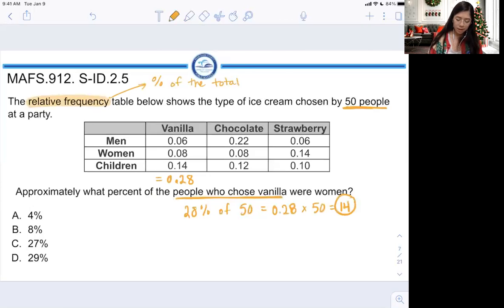But then we have to see how many of those were women. So now I go back. What's the percentage, 8%, or the decimal? Good. That's this number right here. So that's going to be 0.08 times 50. What do I get? 4. So now we have my two numbers. 4 out of 14 is what?